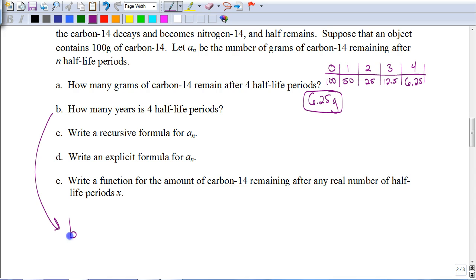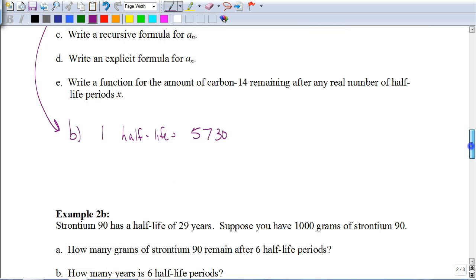Well, we know that 1 half-life, in this case, was 5,730 years. So if I want to figure out how many years 4 half-lives would be, I'd multiply that times 4. So 4 half-lives would equal, if I multiply that times 4, I get 22,920 years.